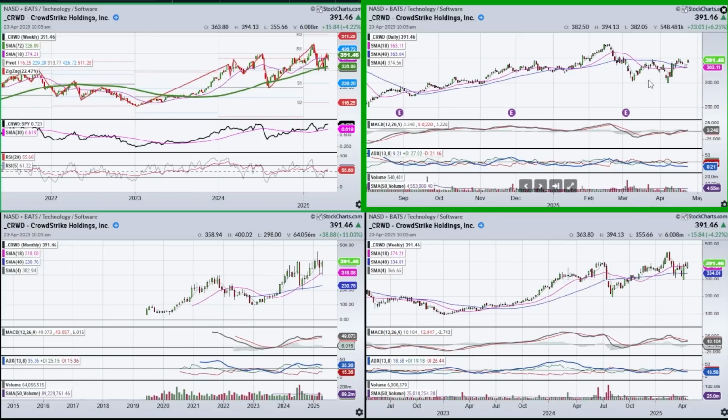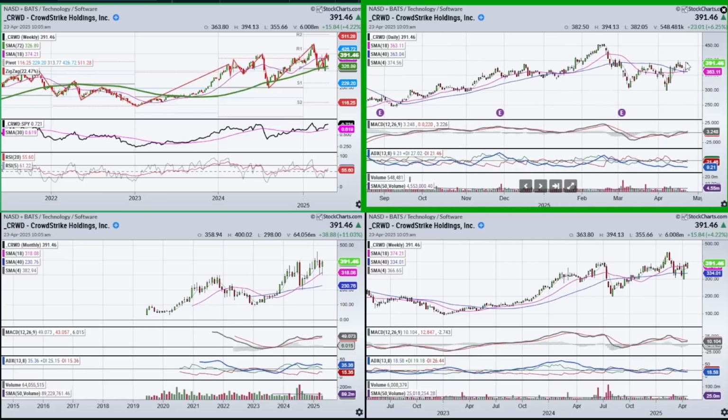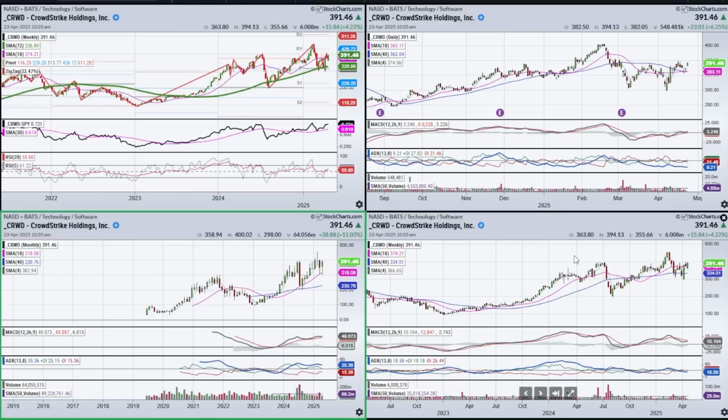Now, I think in this environment, you've got to be a little bit more nimble. You have to understand what you're in for. So, you could also reduce your size a little bit. If you want to play something like this, play with a little bit smaller size, see if it can turn into something that works out.